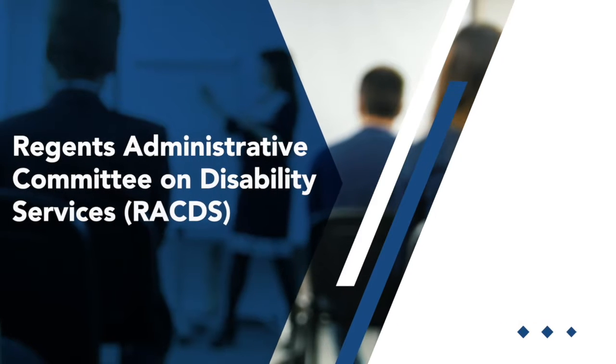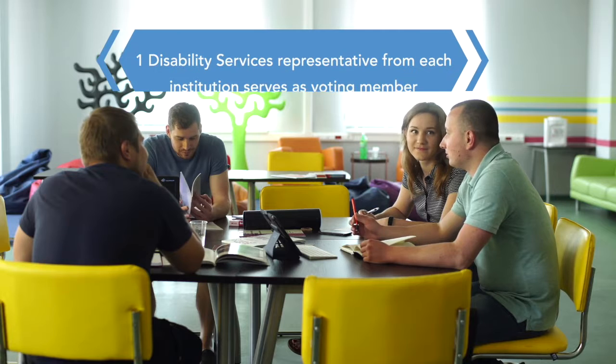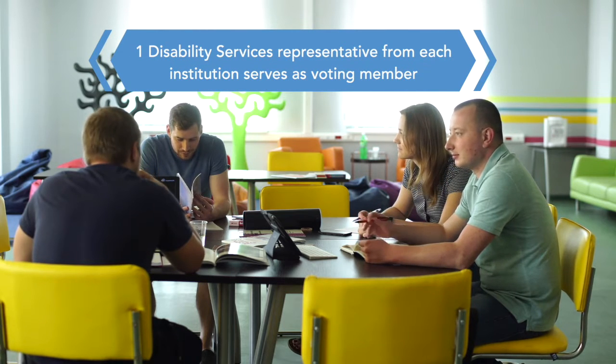RACDS stands for Regents Administrative Committee on Disability Services. All disability services representatives within the University System of Georgia can participate in this group. However, only one disability services representative from each of the USG institutions is authorized to vote on committee business.